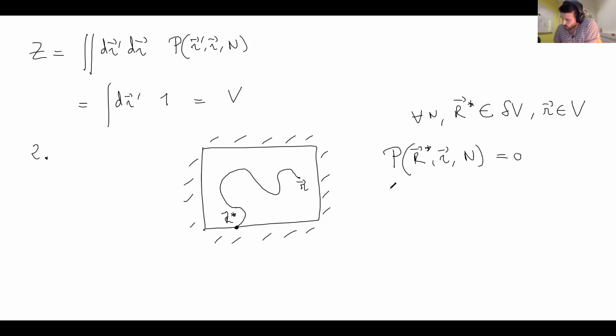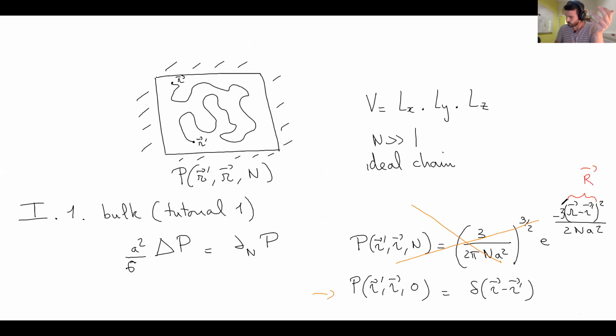This is also true for the ending point, and there is a perfect symmetry here. So I can start at any R prime and end up on the wall in any number of steps, and this should be 0 as well. So it's also true for any R prime belonging to the volume. That's the main difference. Now we have really a box that says the chain must be inside the box. This is trivial, but it will modify this result completely. The probability won't be equal to the Gaussian anymore.